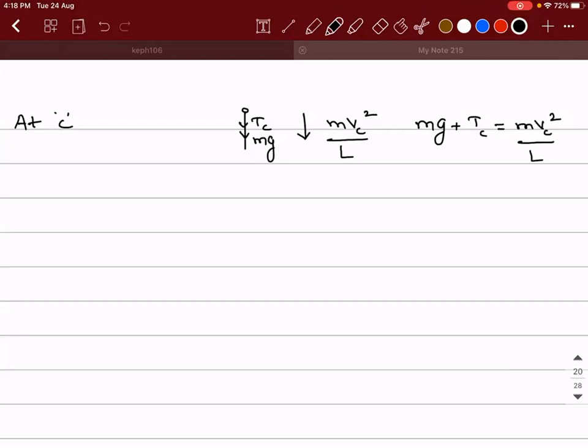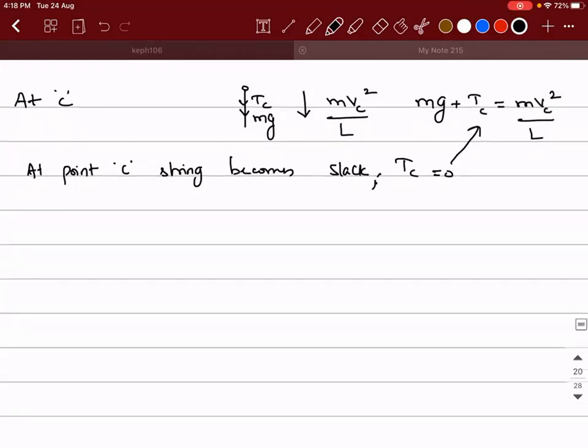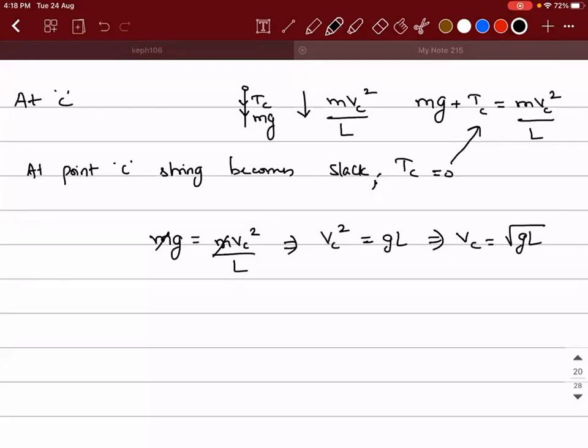But what did they say? At point C, the string becomes slack. The meaning of it is the tension at point C is 0. Substituting it here, you get mg is equal to m into Vc square divided by L. M and m will get cancelled, which implies Vc square is equal to gL, or Vc is equal to root of gL. And let this be equation number 5.